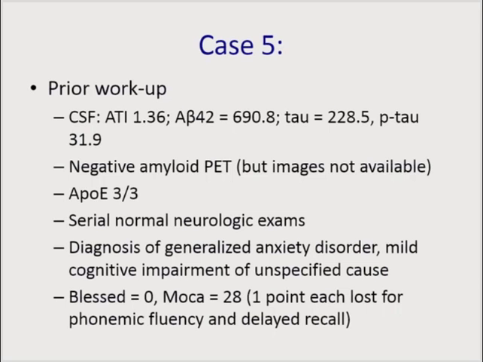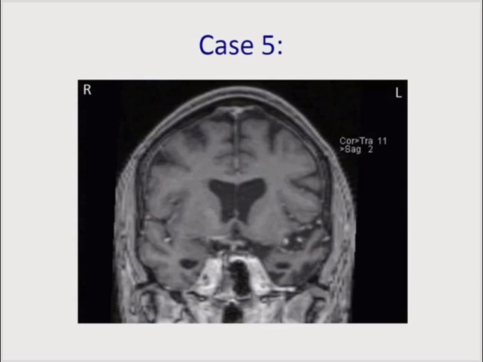So 1 point lost for phonemic fluency and 1 point for delayed recall. So not particularly impaired, at least by these studies, but a very striking story and a lot of workup to start off with. So here's her imaging. Again, I think a pretty striking image. Pretty asymmetric atrophy of the left temporal region, preferentially over the right, although there's atrophy on both sides. This is a relatively young person.